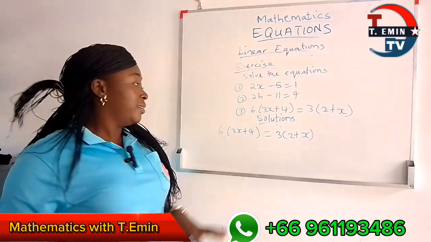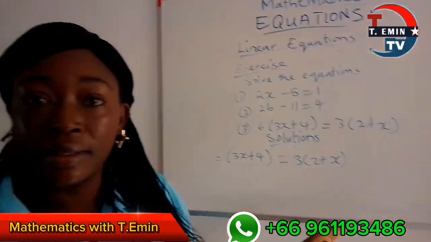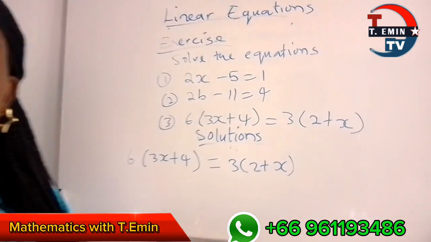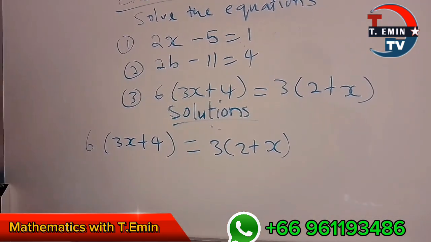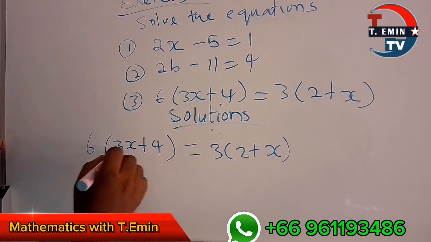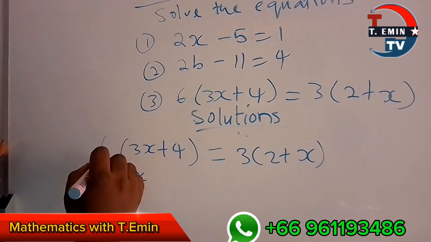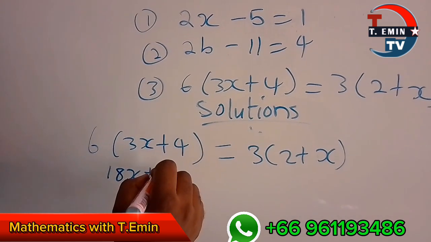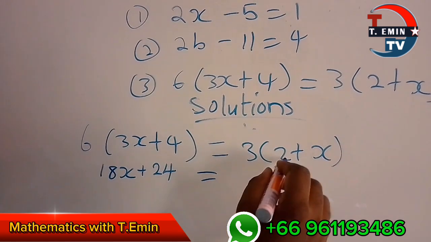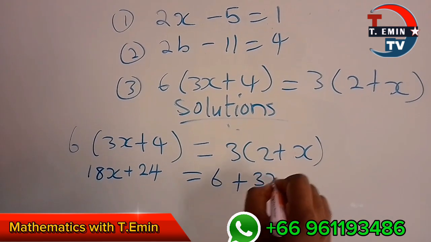Now, as it is like this, the first thing to do is we multiply into the brackets. And when we are done with the multiplication, we're going to group the x together, the unknown. We're going to group all the unknown together. So don't forget that. 6 times 3x, we get 18x. 6 times 4, we get 24. This is equal to 3 times 2 is 6, plus 3 times x is 3x.